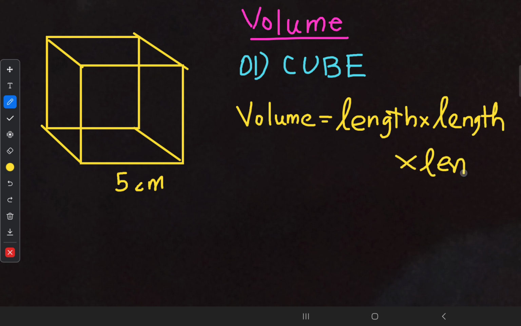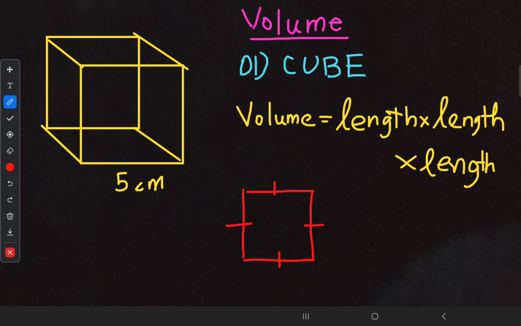Why are we multiplying length thrice? I'll explain why we are multiplying the same length thrice. Because here you can see a cube consists of square sides. Square means what? In a square, we know all four sides are equal.